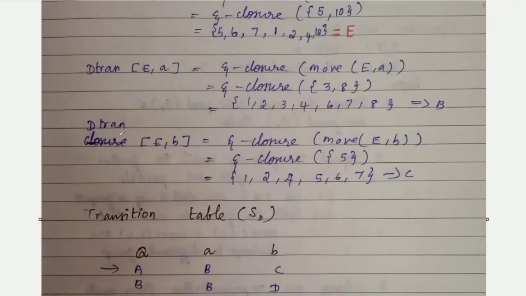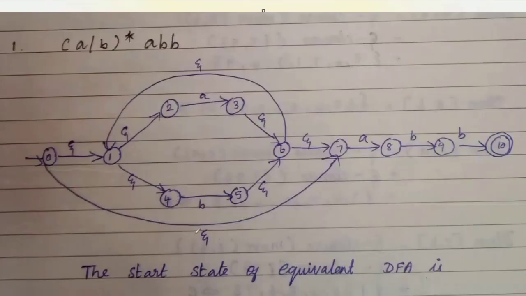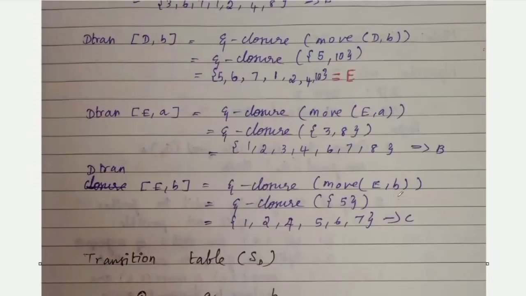Next, DFA transition of E comma B equals epsilon closure of move E comma B, from state E containing the numbers 5, 6, 7, 1, 2, 4, 10. 4 on input B leads to 5. In this diagram, 4 B leads to 5. So move E comma B is 5.